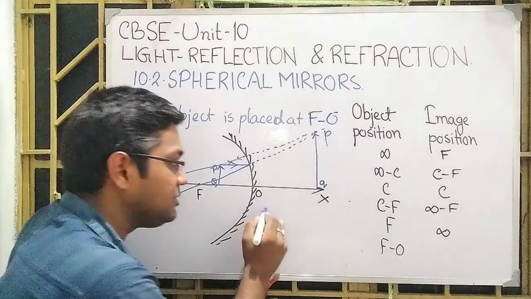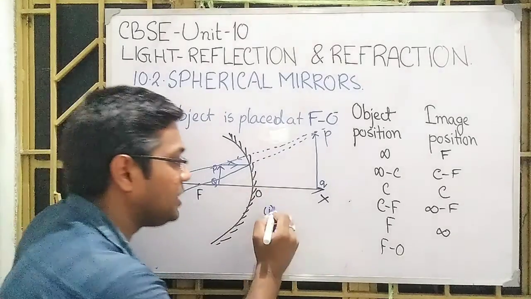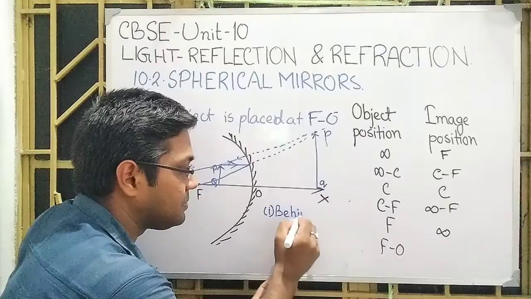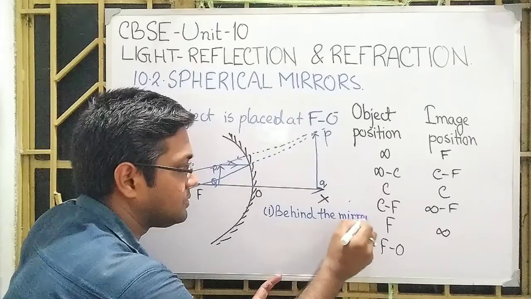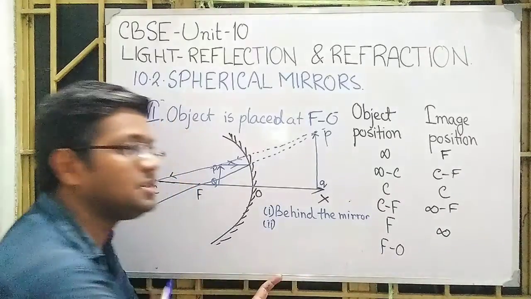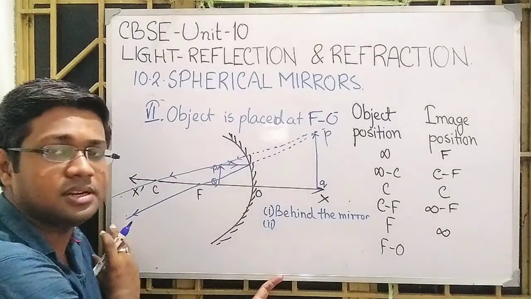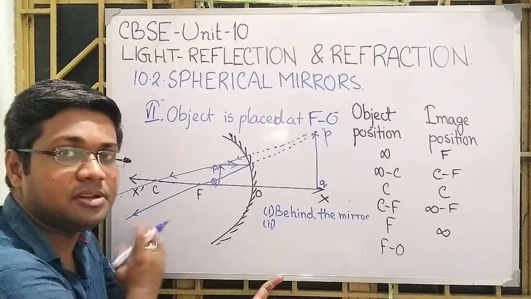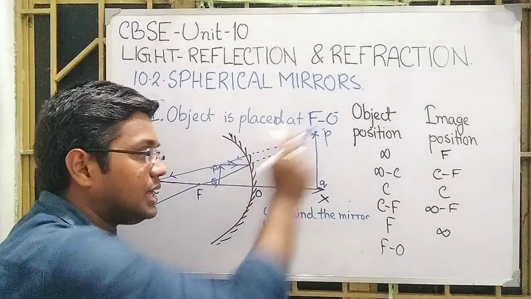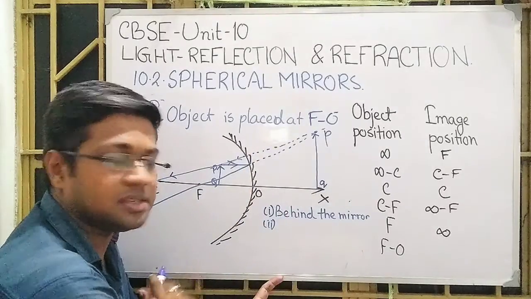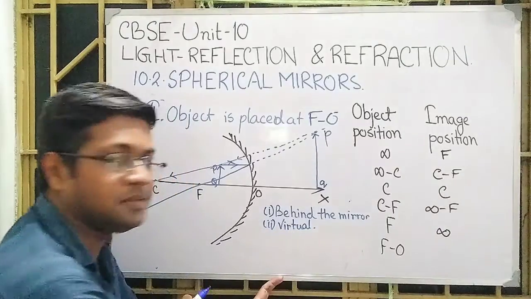Okay, so if I write down the characteristics of the image, where it is obtained: behind the mirror. Number 2, is it real or virtual? No, it is not real. It can't be real because the reflected rays are diverging. They will not meet even at infinity. So we have to produce it backward and it will intersect at this point. So the image is a virtual one because the rays are not actually intersecting each other.